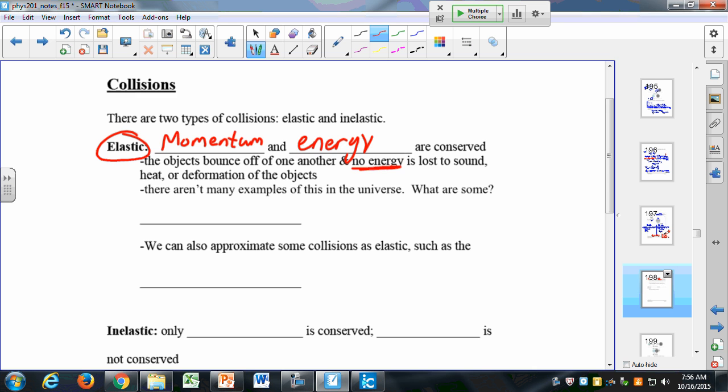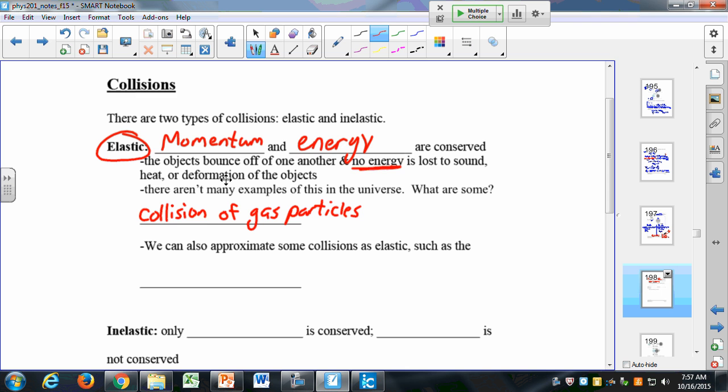There aren't many examples of this. What's a good example of an elastic collision? Chemists out there? Gas particles. Whenever you have a gas in a container, those particles move around a lot in the container. They never actually touch one another because when they get close to one another, they do like this, right? Because those electric charges cause them to bounce off of one another. So the collision of gas particles is a good example. There aren't many other examples, but that's a good example.